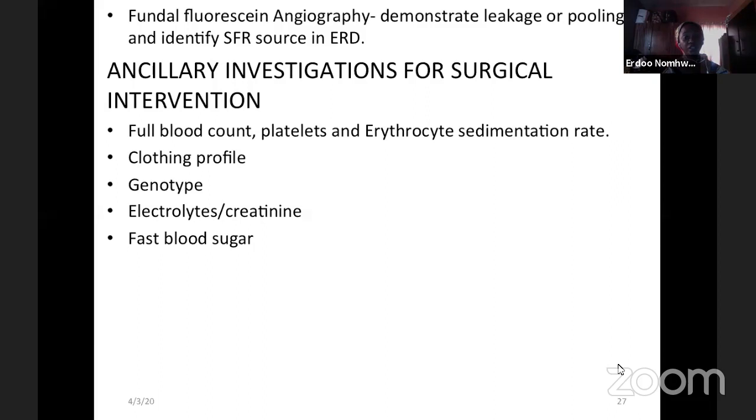Then a clotting profile, since I'm going to subject my patient to surgery. So I'd like to look at what the clotting profile is all about. And the genotype, sickle cell disease is one of the causes of tractional retinal detachment, so I'd like to either confirm or rule that out. Then electrolytes and creatinine just to assess the renal status of this patient, because I'm taking him or her to theater. Then a fasting blood sugar to rule out diabetes or to see how well controlled it is, knowing that diabetes is one of the causes of tractional detachment.